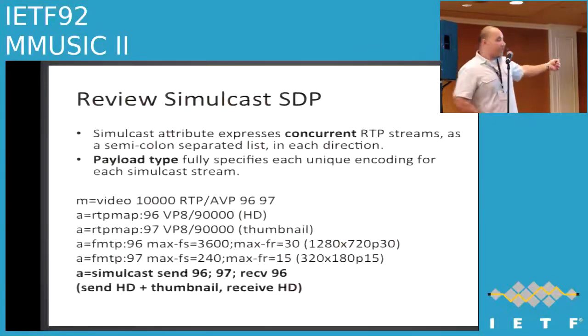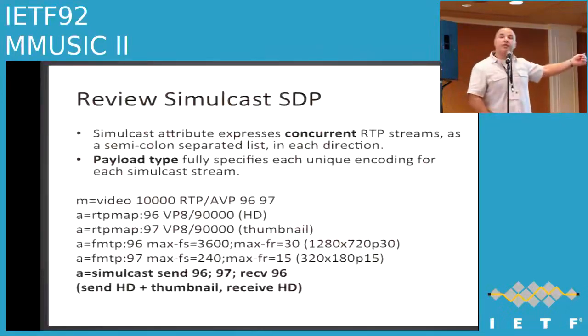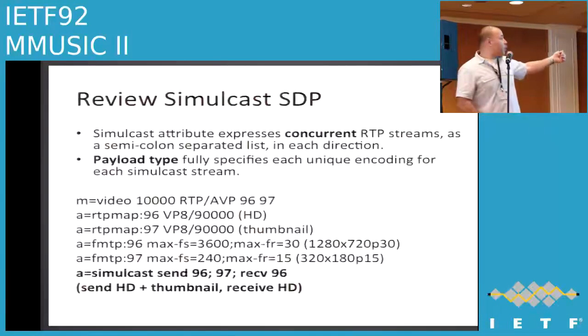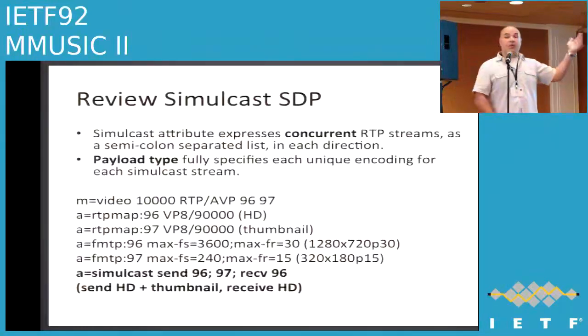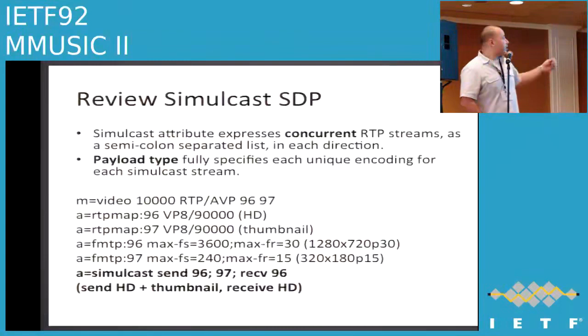So here's an example in what we just saw in the previous diagram. This would be a simulcast offer to send both the HD and the thumbnail, but receive only the HD resolution. So this would be the endpoint or the participant's view. It can send simulcast, but it doesn't necessarily want to receive a simulcast.